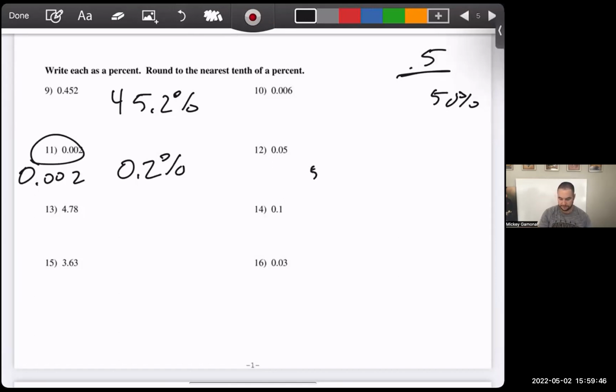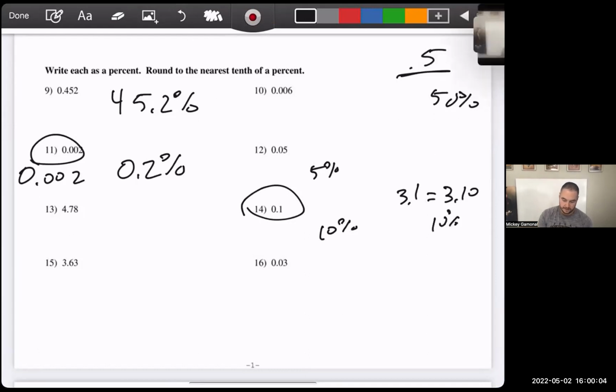Number 12, 5%. And so these become really, really simple as soon as you're getting through it. 14 maybe seems a little more complicated, but it's just 10%. That's all it is, right? It's like $3.1. That's going to be $3.10. Therefore, you get that 10%.